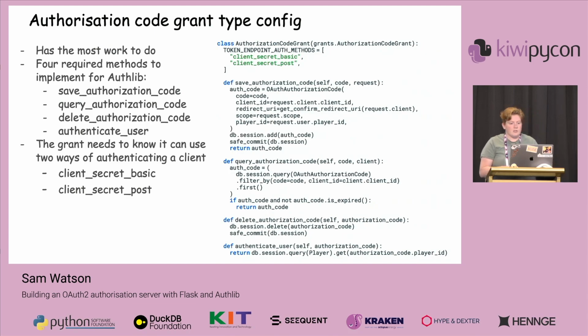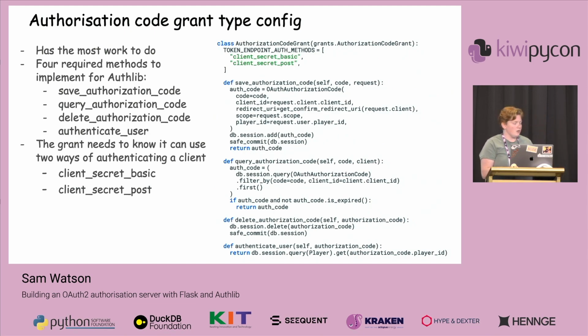We're going to set up the grant types first, and we need to tell Authlib how to handle the authorization code, refresh token, and password grants. For each of those three grants, we create a class and inherit the corresponding subclass and implement the methods that Authlib asks us to. The authorization code grant is the most complicated, so we'll start with that one. We have 4 methods we need to implement.